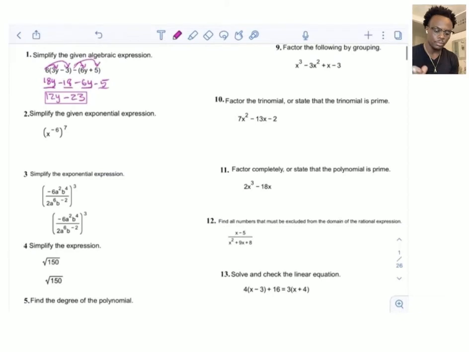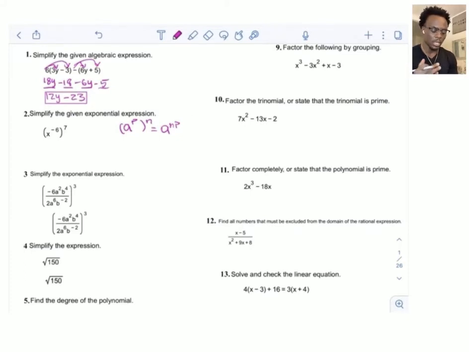Number two, simplify the given exponential expression. So one of the properties you need to be reminded of to solve this problem is, if I have an expression a with exponent p raised to the exponent n, the end result is a exponent p times n, or n times p. So multiplication is commutative, so it's not going to be a problem to have n before p or p before n.